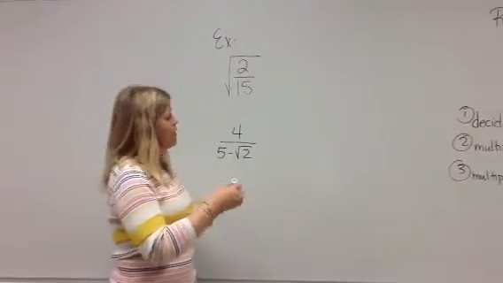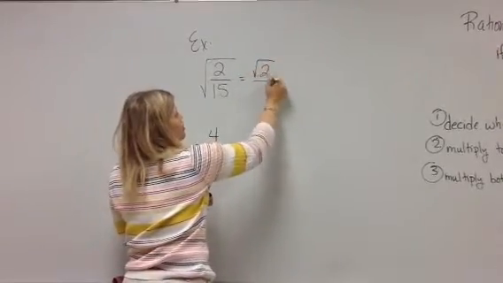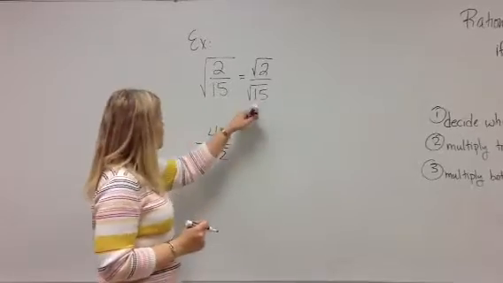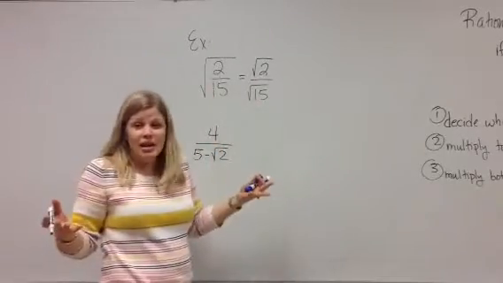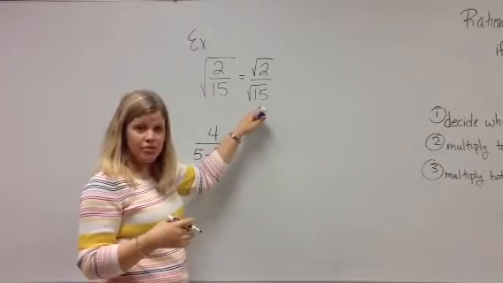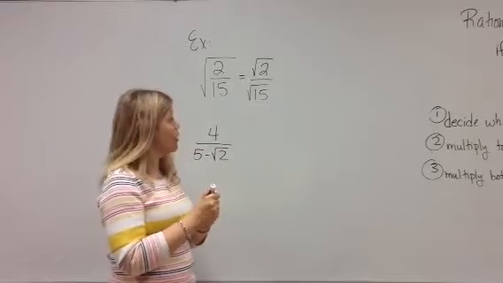Okay, so let's look at this example. You know that you could break this up into square root of 2 over square root of 15. But you can't have a radical on the bottom. You can't do any reducing. So which case was this? Was this case 1 or 2 or 3? Oh yeah, this is just that plain case 1.